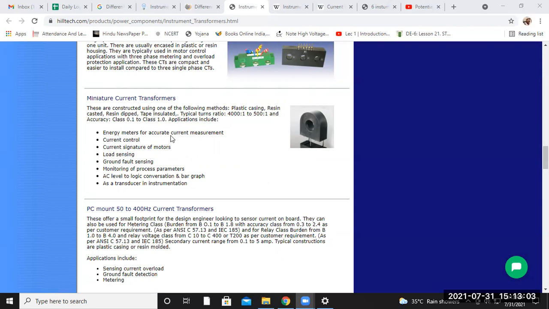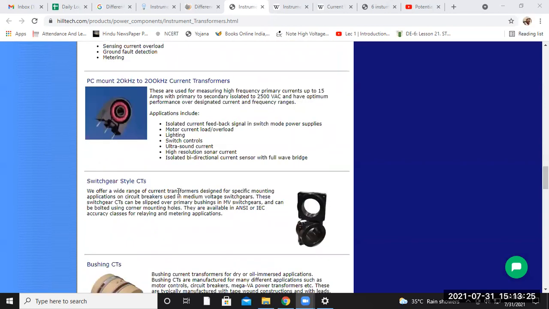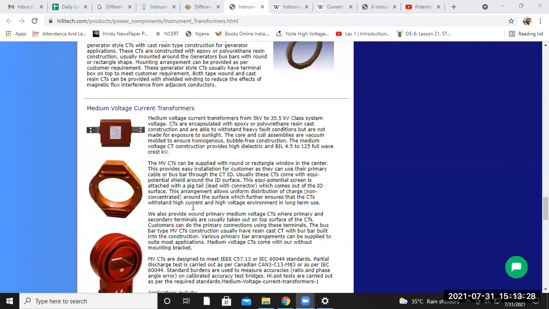First one is energy meters for accurate current measuring. Second one is current control. Third one is current signature of motors. Fourth one is load sensing. Fifth one is ground fault sensing. Sixth one is monitoring of process parameters. Then AC level to logic conversion and bar graph. Then there is use as a transducer instrument. So these are some of the current transformers that we have discussed for practical purposes.